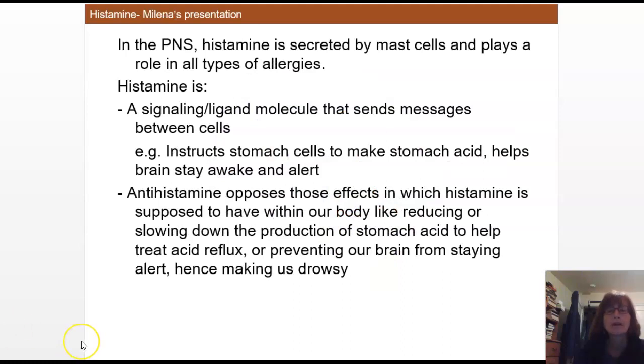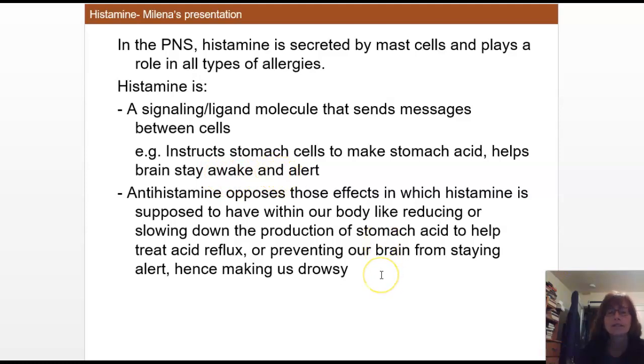All right, in the peripheral nervous system, this is where we're most familiar with histamine. It's produced and secreted by cells in the immune system called mast cells, and it plays a role, as we know, in lots of allergic responses. So it's a signaling molecule, and it signals lots of stuff. One of them is it instructs stomach cells to make stomach acid. We already mentioned the brain piece of it.